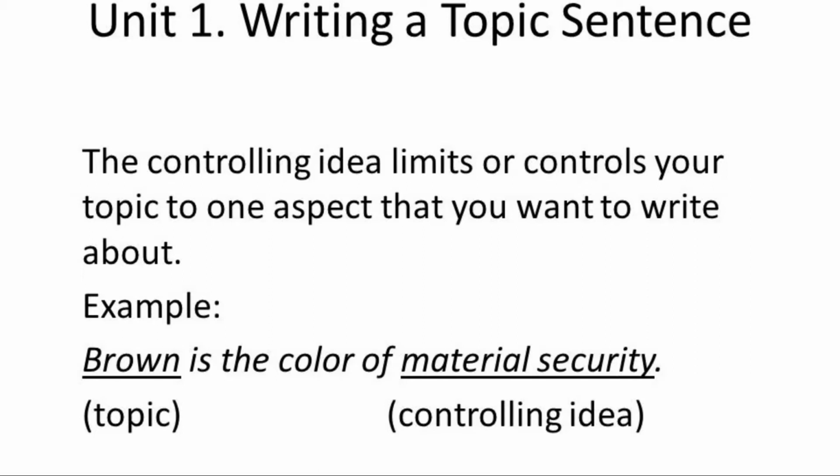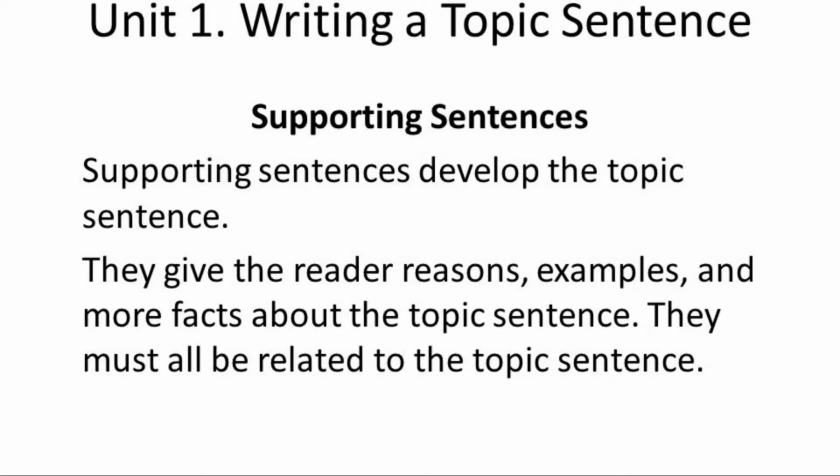Unit 1. Writing a topic sentence. The controlling idea limits or controls your topic to one aspect that you want to write about. Example: brown is the color of material security. Topic: controlling idea.